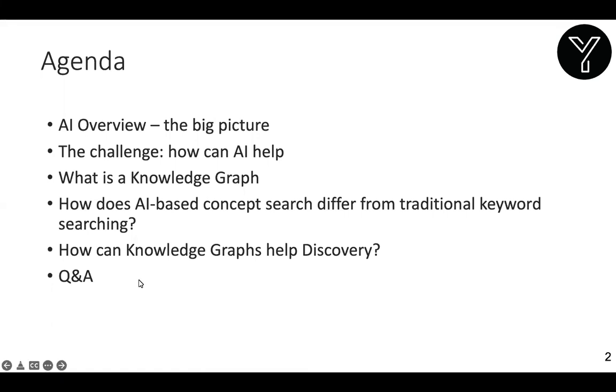What I'm going to cover today is, first of all, a bit of a big picture overview of AI, because it's a very large topic. And I'm going to explain how the technology that we use here at Yewno fits into that. Then I'm going to talk a little bit about the challenges that we face and how the use of artificial intelligence can help us all. I'll go into a bit more depth about knowledge graphs and very specifically AI-based concept search and how it's different. And then I'll move on to how it can be useful to help people with their discovery.